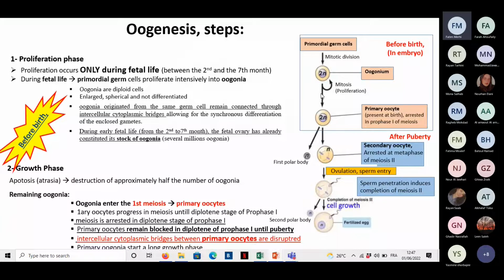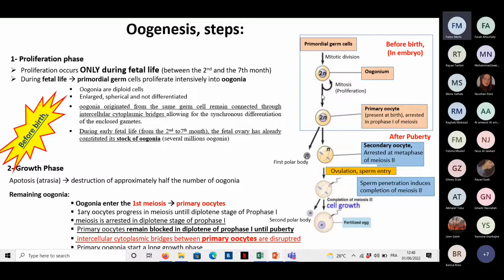So during the fetal life, we will have those primordial germ cells which will divide to give oogonia, and those oogonia will divide also extensively. During this fetal life, between the 2nd and the 7th month, we will have the proliferation of those oogonia. By the end of the 7th month, the fetal ovary will contain several millions of oogonia. So this is the proliferation phase: the proliferation of the primordial germ cells to give oogonia, and then the oogonia proliferate extensively to generate a stock of several millions of oogonia.